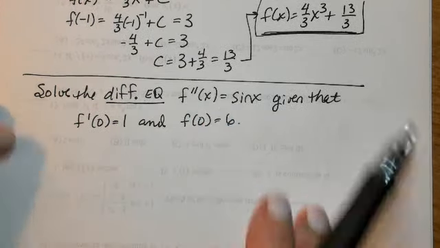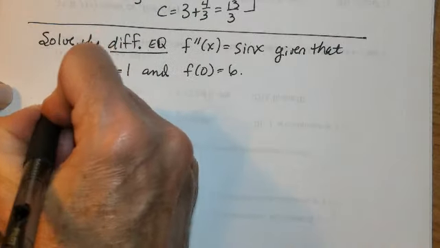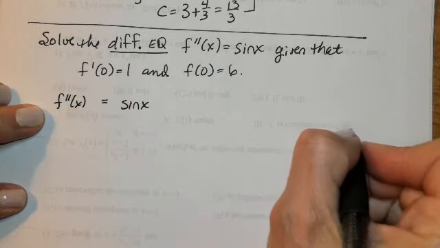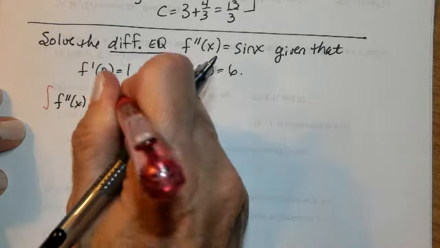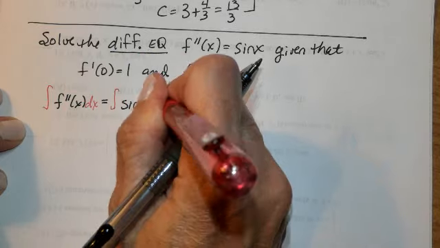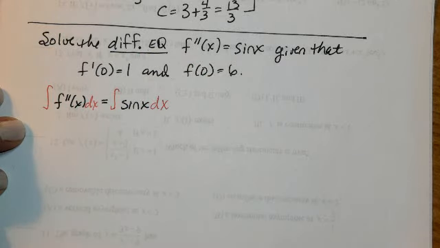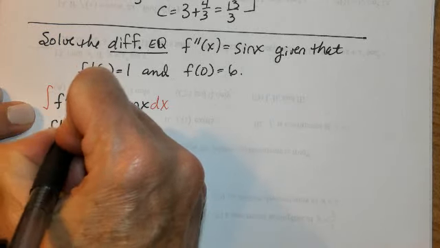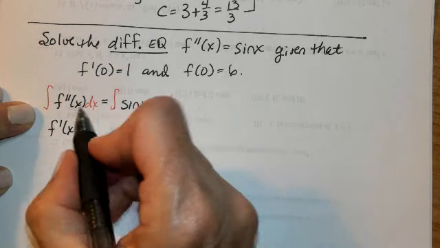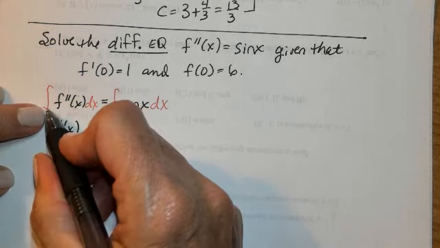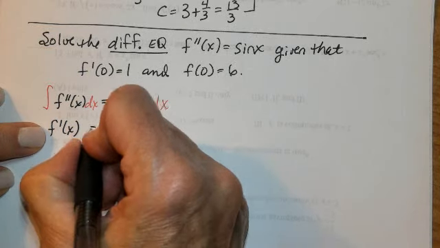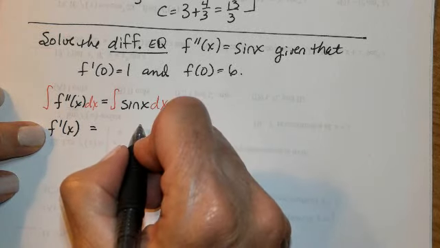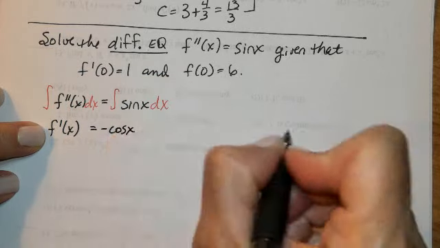Start with the differential equation that they give you, so start with f double prime. I have f double prime of x, leaving myself a space because I know what I'm about to do, is equal to sine x. We're going to integrate both sides with respect to x. The integral of f double prime would be f prime. What's the antiderivative of sine x? What function's derivative is sine x? Negative cosine x, plus c.